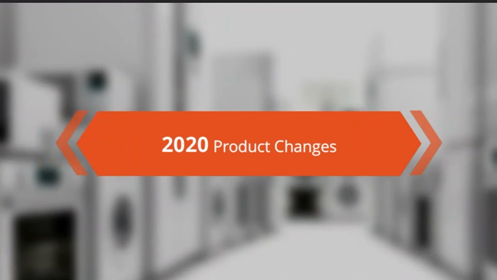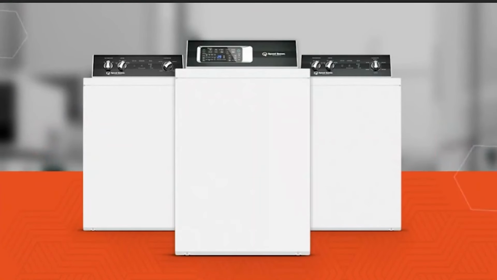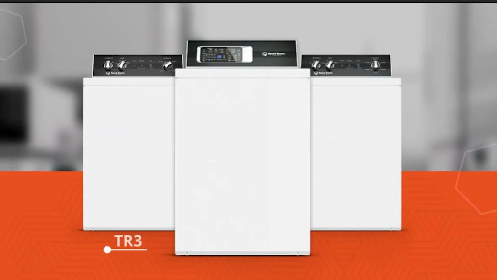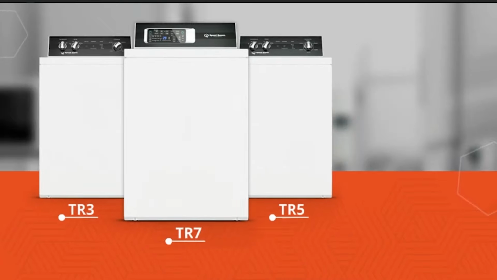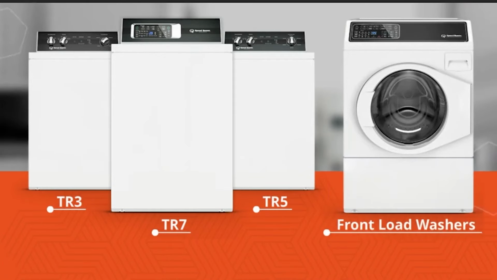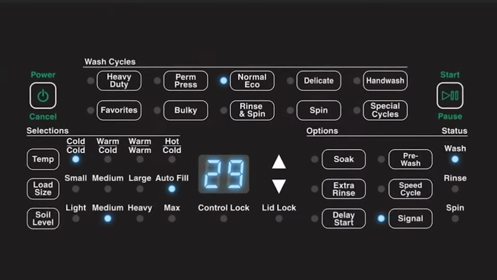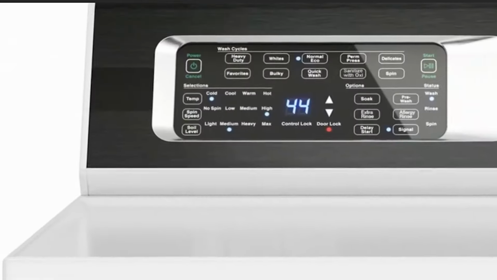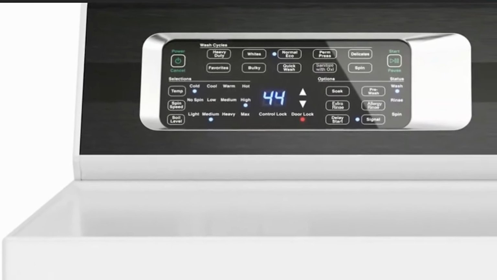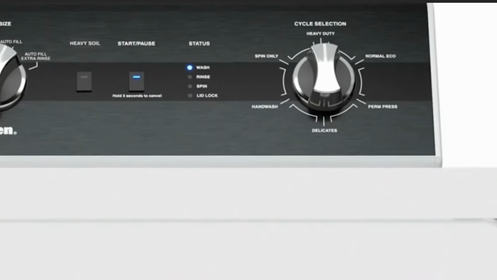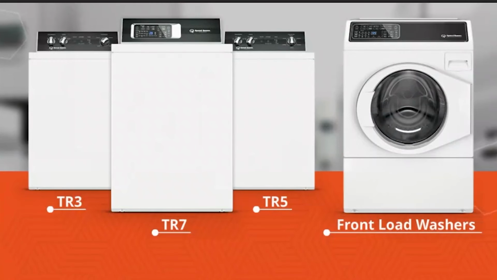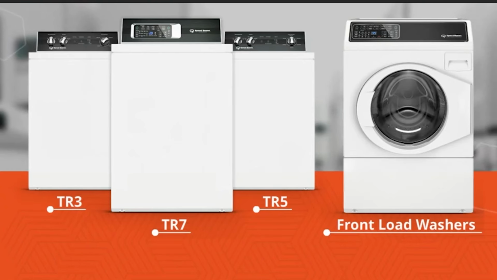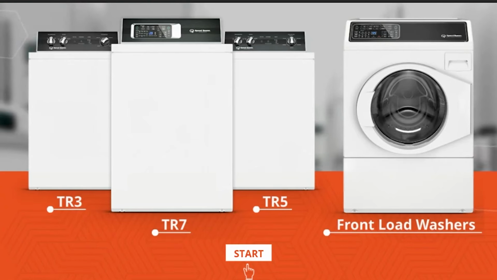Welcome to the course on 2020 product changes. Speed Queen is the unmatched and most profitable laundry solution. Speed Queen TR3, TR5, TR7, and front-load washers are leading the industry with superior performance technology. With new graphic overlays and cycle changes, 2020 Speed Queen machines are achieving greater wash quality, stain-fighting power, and consistent performance. In this course, you will learn about the 2020 product changes for Speed Queen TR3, TR5, TR7, and front-load washers. Click Start to begin the course.